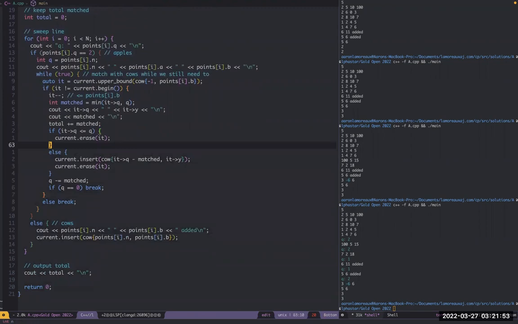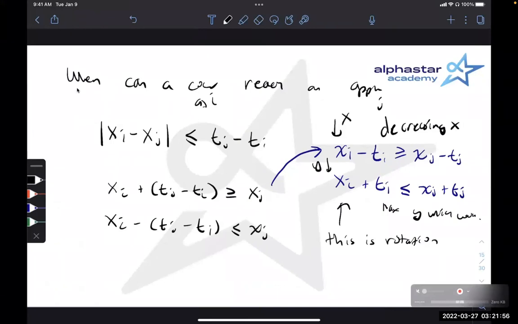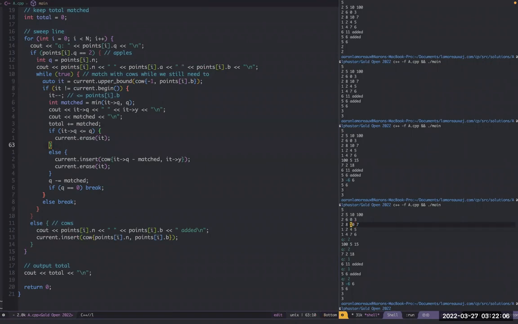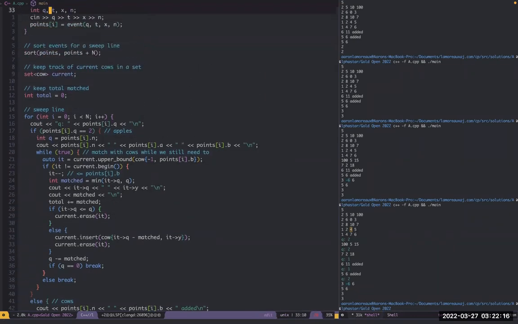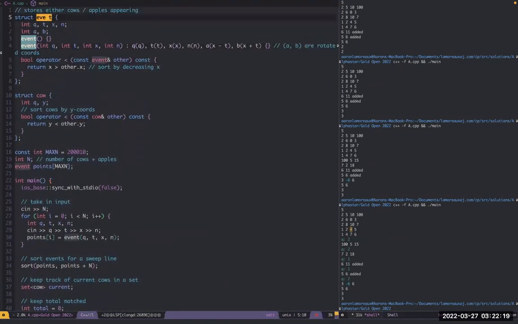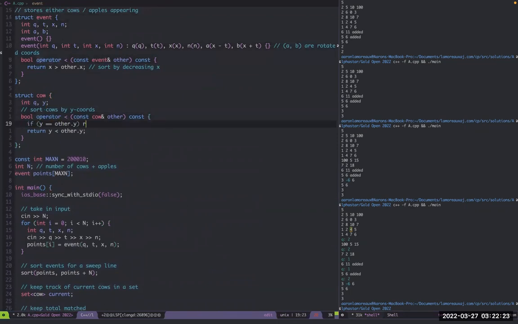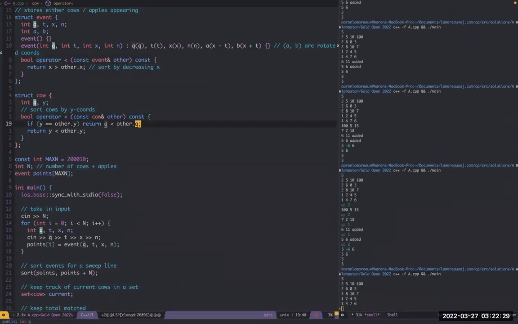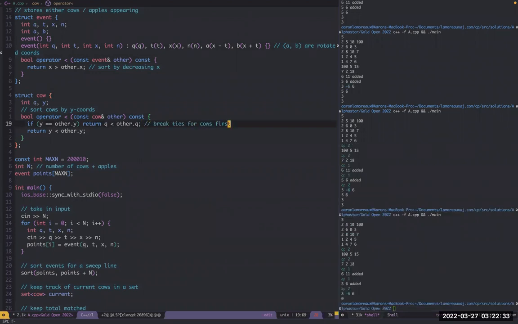Okay, so what did we write? We wanted decreasing x. I guess the issue is there's probably a tie, and so this cow is getting added after, even though it is a cow. We want to put the cows first. So we can... wrong.